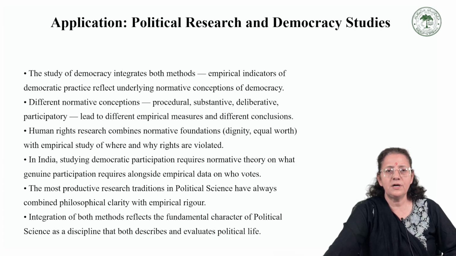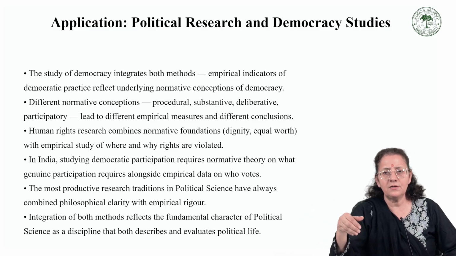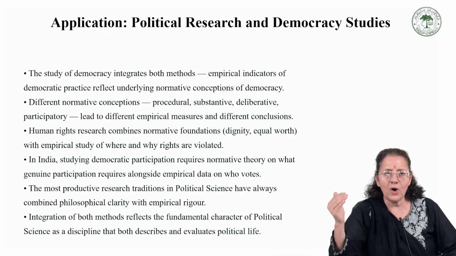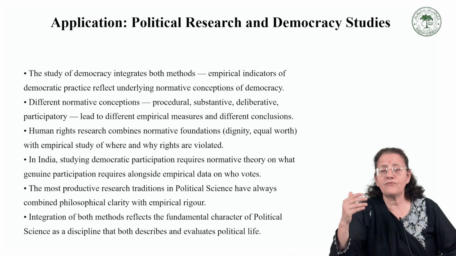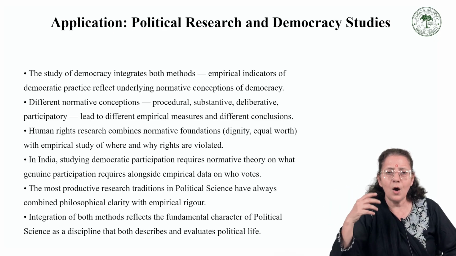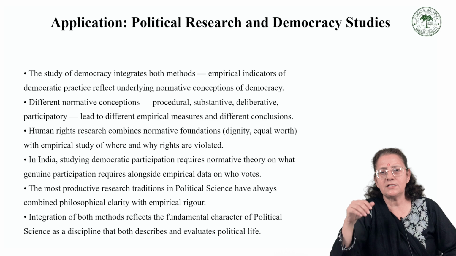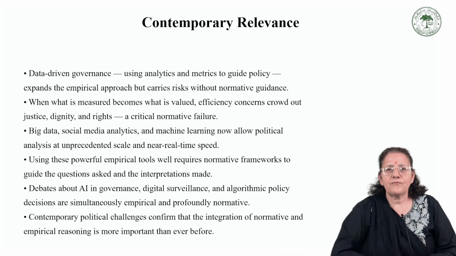Human rights research similarly combines normative and empirical elements. The normative tradition defines what human rights are and why they matter, grounding them in the inherent dignity and equal worth of all persons. Empirical research then studies where and why human rights are violated, what institutional factors protect or undermine rights, and how effective different mechanisms of rights protection are. The comparative analysis of normative and empirical methods is not merely an academic exercise. It has powerful contemporary relevance in several areas of political analysis and governance that are of immediate practical importance.